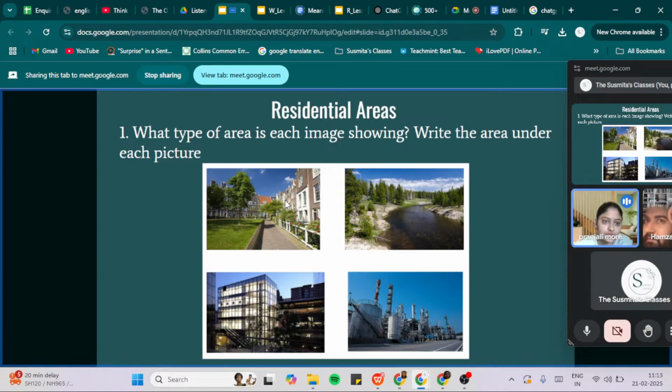Ma'am, first one is showing university, I guess. Second one, lakeside view. Third one is showing some corporate area. And fourth one is industrial area. Okay, very good.